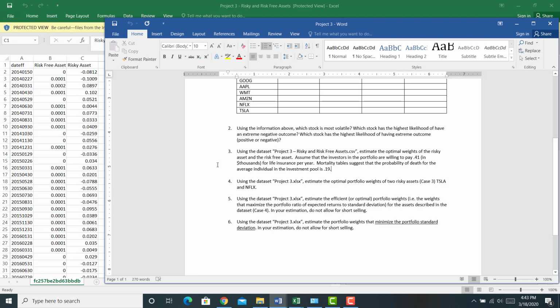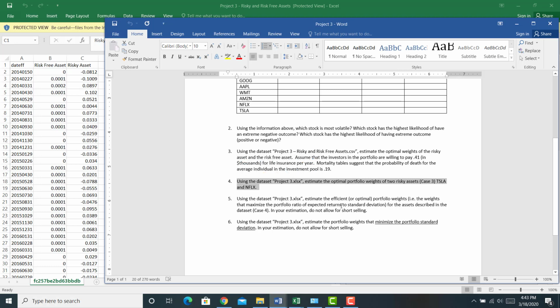In problems 4 and 5, we're going to go back to Project 3's data, and we're going to estimate the optimal portfolio weights for 2 risky assets. That's using case 3, and we're going to find the optimal portfolio of Tesla and Netflix. I think in one of the videos I do an example under the case 3 title, where I form a portfolio made up of 2 of the stocks in this analysis using just 2019's data. So you'll have access to a video that shows you how to do this.